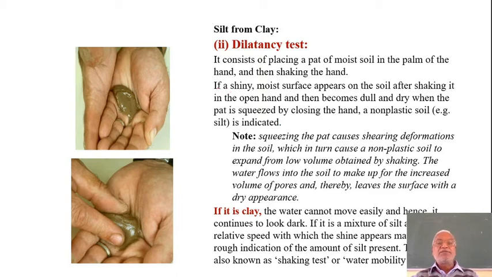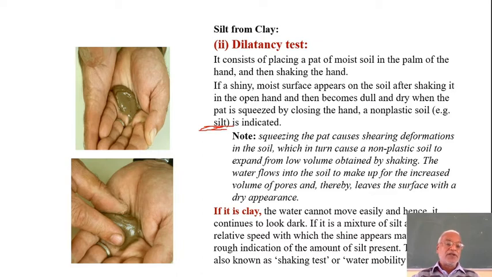Now what it means is, if a shiny moist surface appears on the soil after shaking, it has appeared now, it is shiny, and then when you squeeze it, a slight squeezing has been done. Now you can see here, it has become a bit dry on this side because of the light. It is shiny, but on this side you can see that it has become dry, means whatever moisture that has appeared on the surface over here, when you squeeze it, it has gone inside. Now this indicates that it is a non-plastic soil. Non-plastic in the sense it is a silt, right?